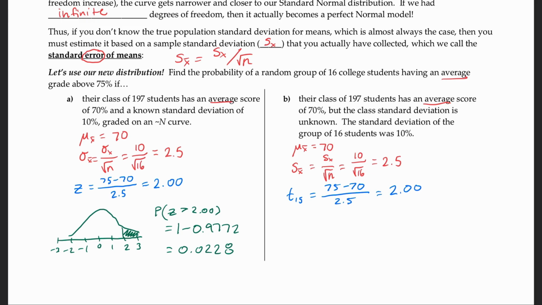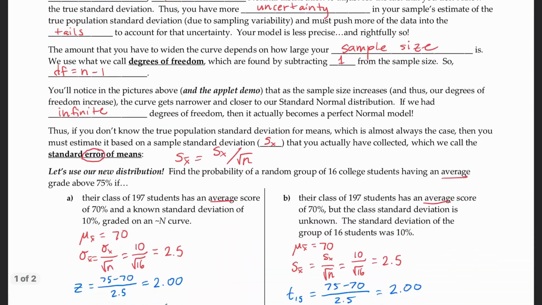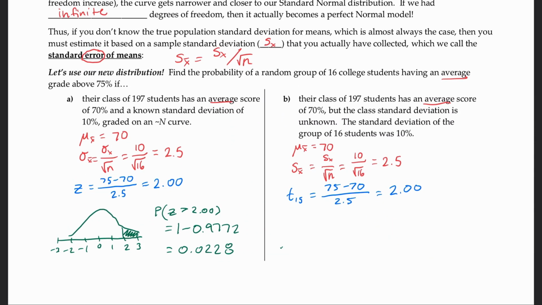And how are we going to find this? Well, let's visualize it first here. So a normal curve looks like that. But as we noted, the student's t model looks basically the same. I don't really need to change how I draw the shape of things here. It's still going to be the same.